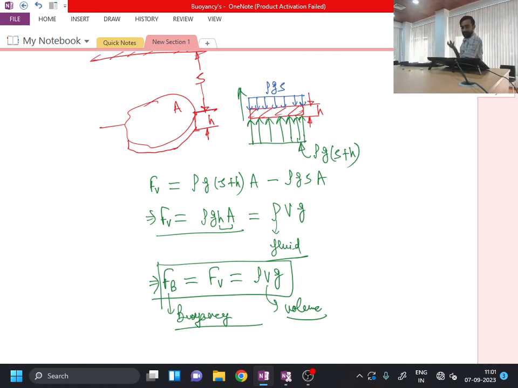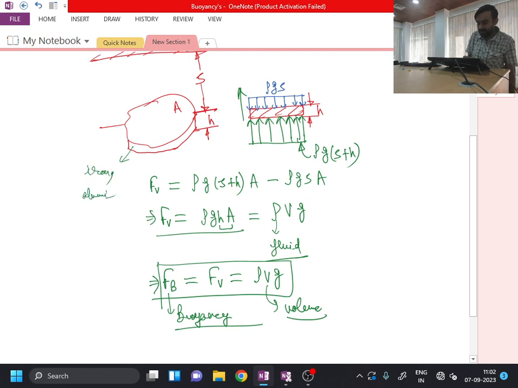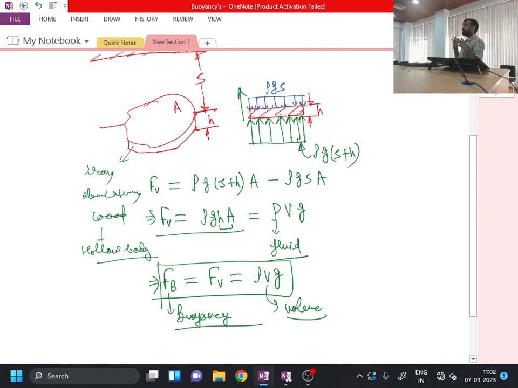So if this disc is made up of iron, or aluminium, or even wood, or it is a hollow body, all of these will experience the same amount of buoyancy force. It means the buoyancy force acting on the body depends upon the volume of that particular body. It does not depend upon the density of the body.